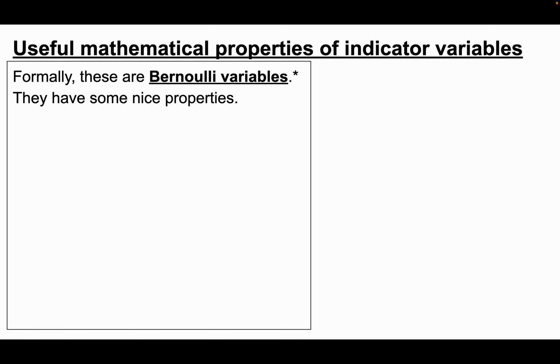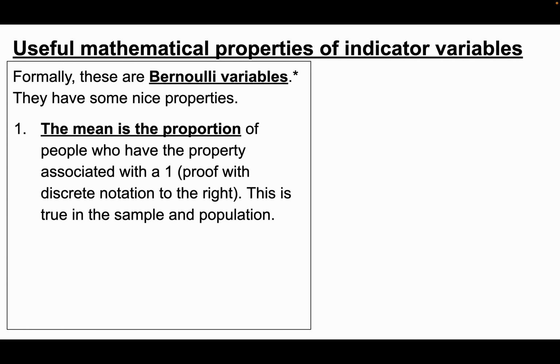So nothing new here. We're just going to review some nice properties. So the mean of a dummy variable is the proportion of people who have the property associated with a 1, and I'll show a proof in a second on the right.